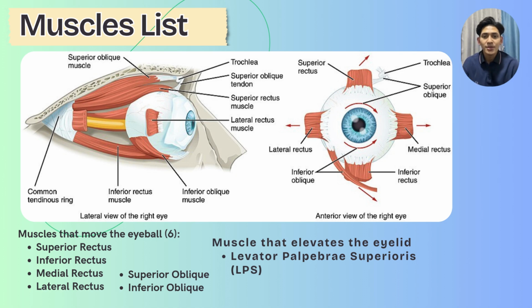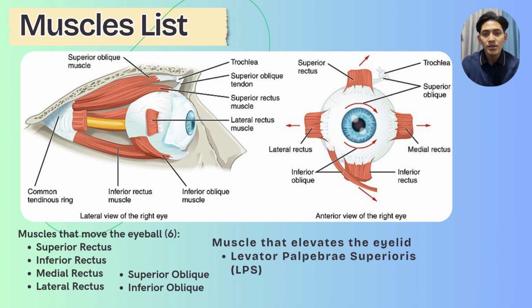Medial rectus, located on the inner nasal side of the eyes, moves the eyes inward toward the nose, called adduction. If it is weak, the eyes can drift outward. This is called exotropia. Lateral rectus, located on the outer temporal side, moves the eyes outward away from the nose, called abduction.